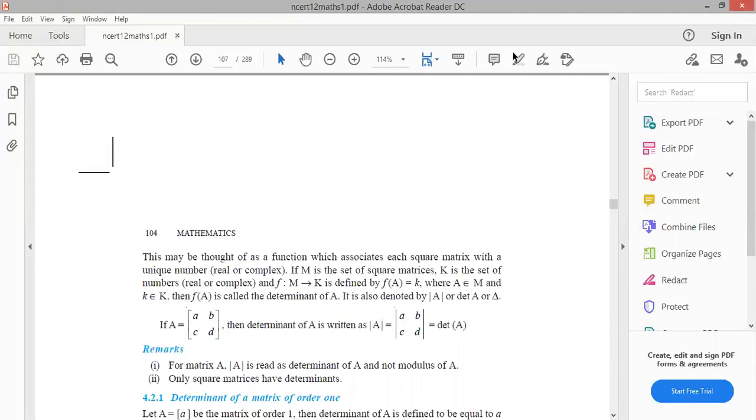So what is a determinant? The definition of the determinant you can see from here. It's actually a function that associates with every square matrix a scalar quantity. For example, we have a function from the set of all square matrices to the set of numbers, real or complex. So for every square matrix, there is an associated number. But the question is how to calculate this number. What are the methods, we'll be learning in the coming lectures.